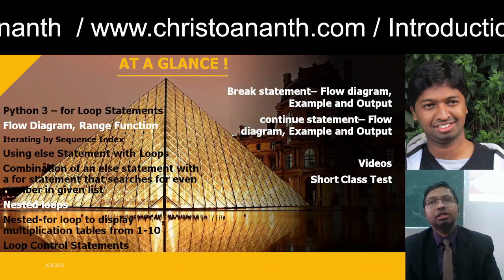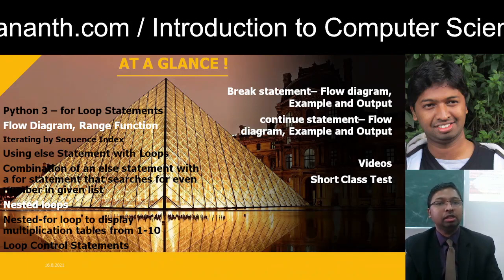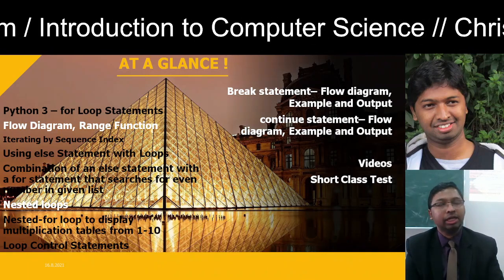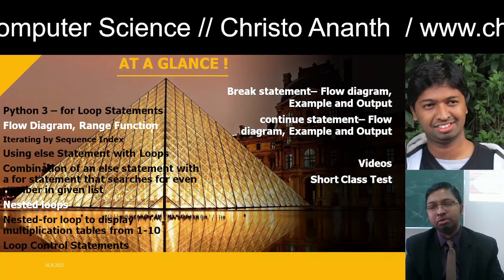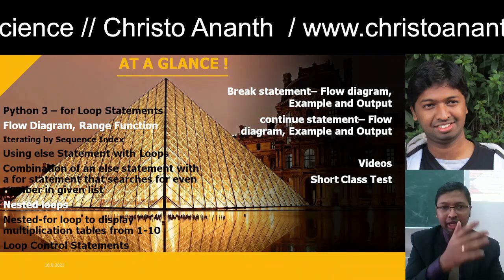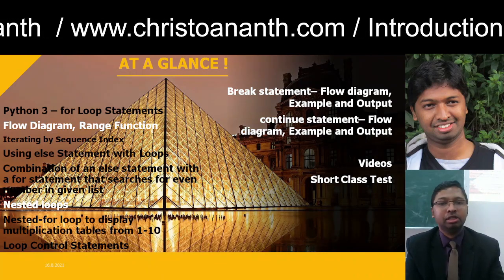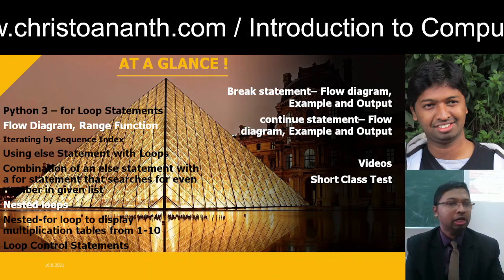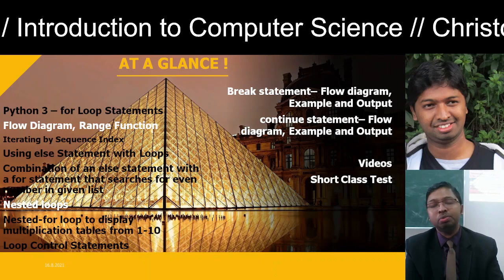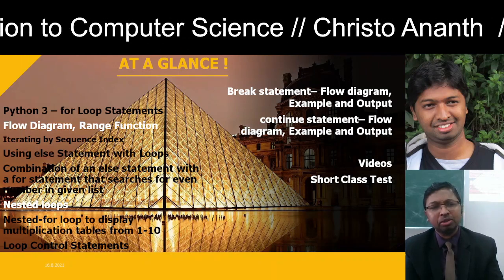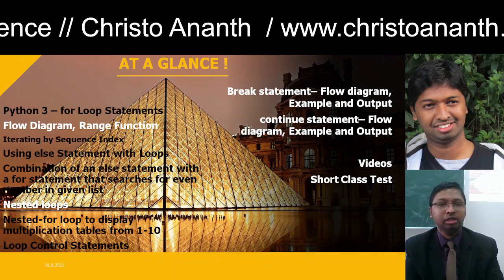In this class, we'll discuss for loop statements in Python 3. Then we discuss the flow diagram and its range function. Then we try to iterate by the sequence index. Then you use the else statement with the loops. We combine the else statement with a for statement that's going to search for even numbers in a given list. Then we discuss nested loops, and a nested for loop to display the multiplication table from 1 to 10.